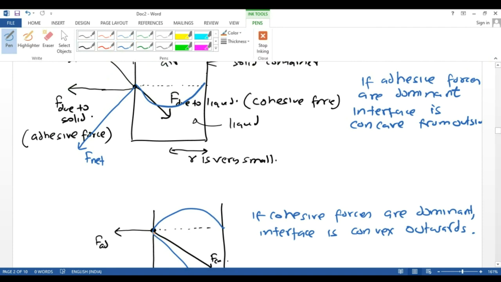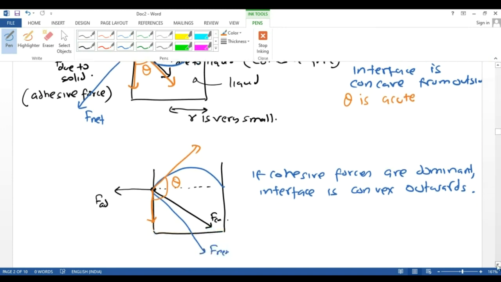So angle of contact is defined to be the angle between a line which goes into the fluid and the other line which goes along the interface. So this angle is called angle of contact. When adhesive forces are dominant, you can see theta is an acute angle. And when cohesive forces are dominant, theta is an obtuse angle.